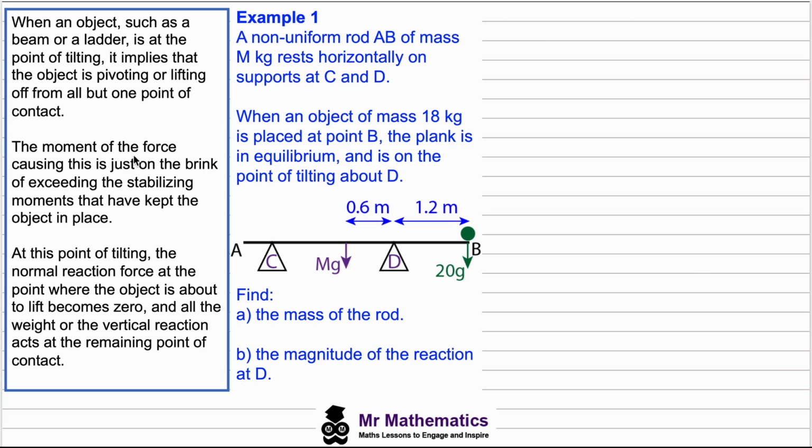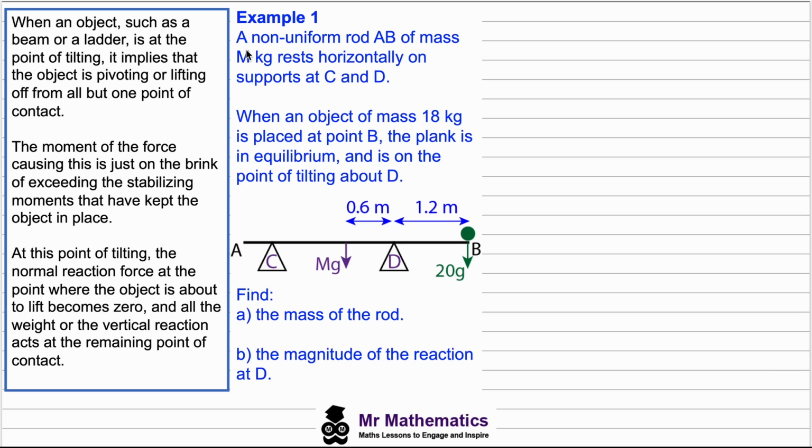The moment of a force causing this is just on the brink of exceeding the stabilizing moments that have kept the object in place. And at this point of tilting, the normal reaction force at the point where the object is about to lift becomes zero, and all the weight of a vertical reaction acts on the remaining point of contact. So as we progress through the video, we're going to look at 3 examples which demonstrate this.